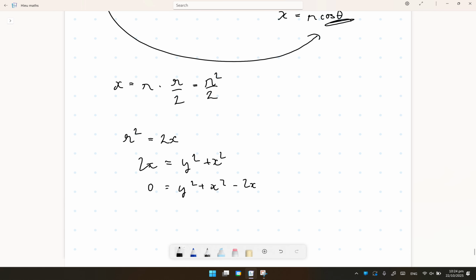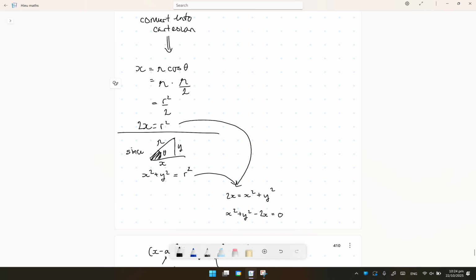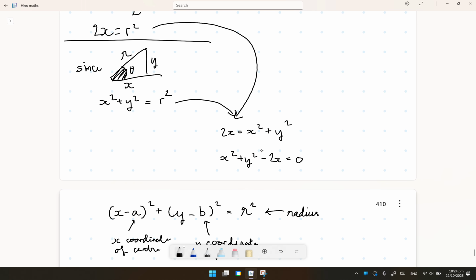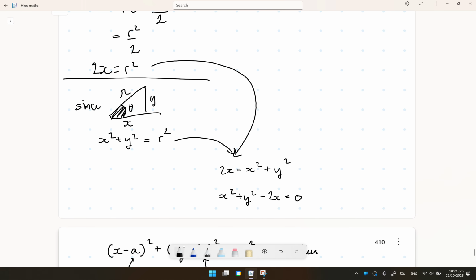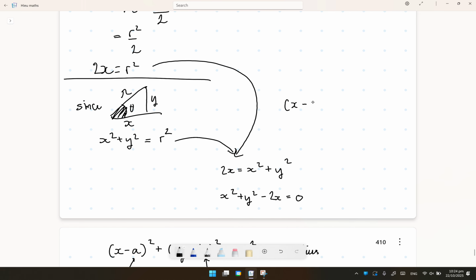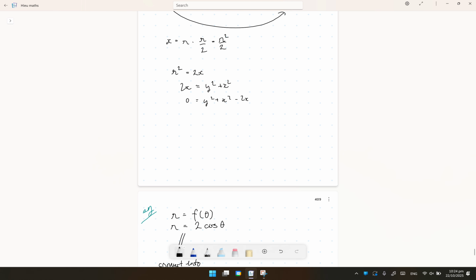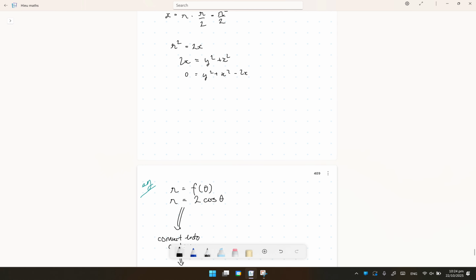Something, I don't remember what it is, but let me go find it. 2x equals this, and then we do some weird transformation, but what we end up with is x minus 1 squared plus y squared is equal to 2. I don't know how we get there. I could have sworn the teacher did this in class, but I don't know how we got there.